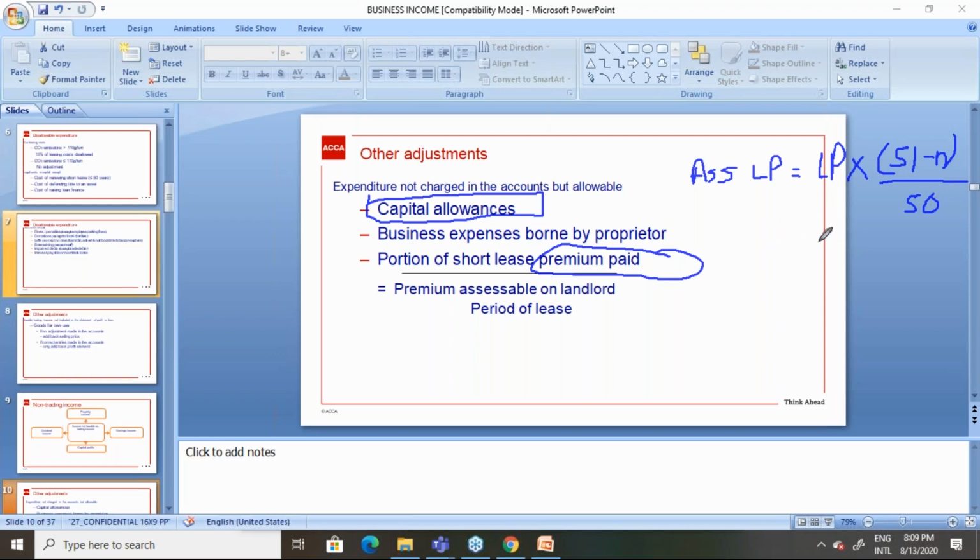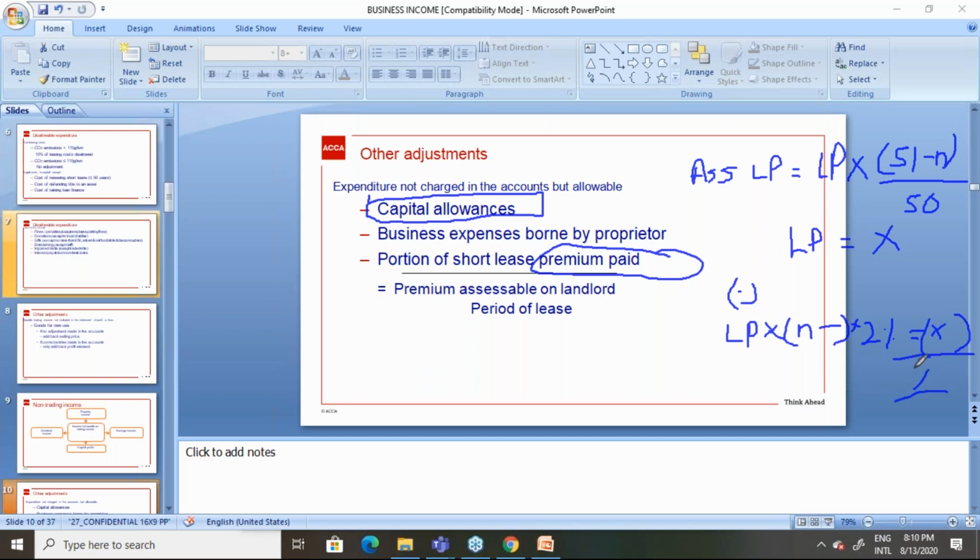The other method of calculating is you take the lease premium, from that answer, you deduct lease premium into (n minus 1) into 2%. So calculate that, get the answer, and deduct it from the lease premium received. Then also you get the assessable lease premium.